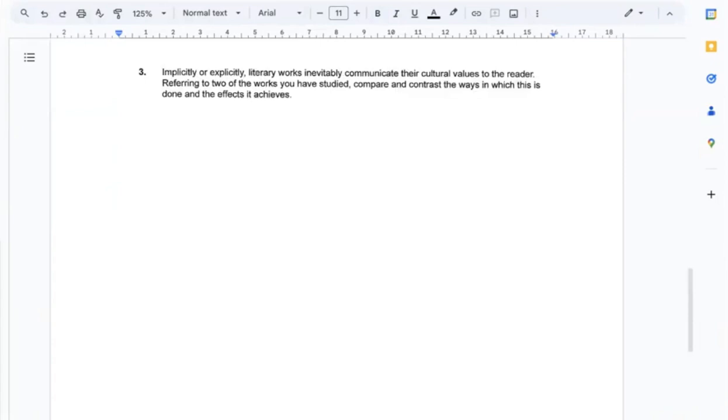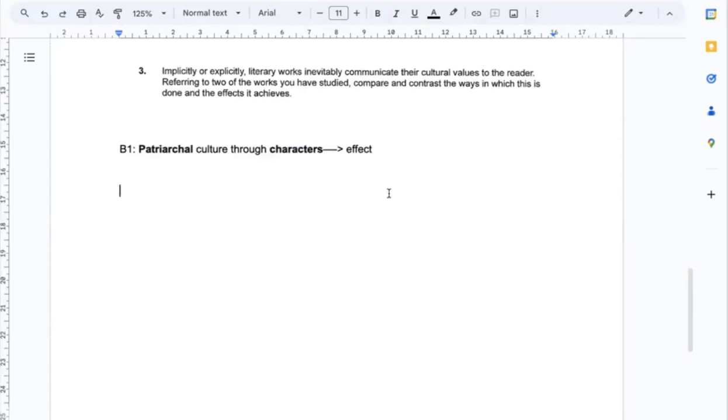Question number 3. Implicitly or explicitly, literary works inevitably communicate their cultural values to the reader. Referring to 2 of the works you have studied, compare and contrast the ways in which this is done and the effect it achieves. For this question, I can analyze 3 different cultural values and their effect.